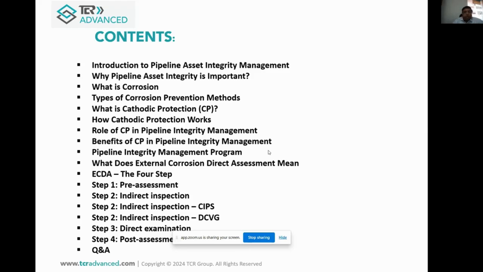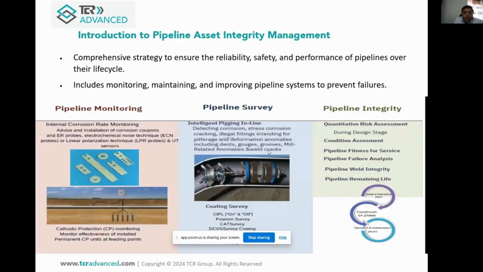To start with, what is pipeline asset integrity management? Basically, this is a strategy to ensure the reliability, safety, and performance of the pipeline over its life cycle. Any asset integrity program covers these things: reliability, safety, and performance over the life cycle until the decommissioning of that pipeline. So how will we achieve this? We will achieve this through monitoring, maintenance, and improving your pipeline systems and preventing failures.